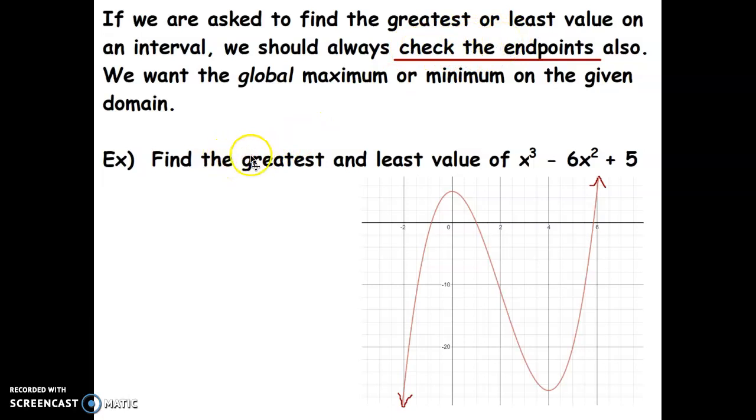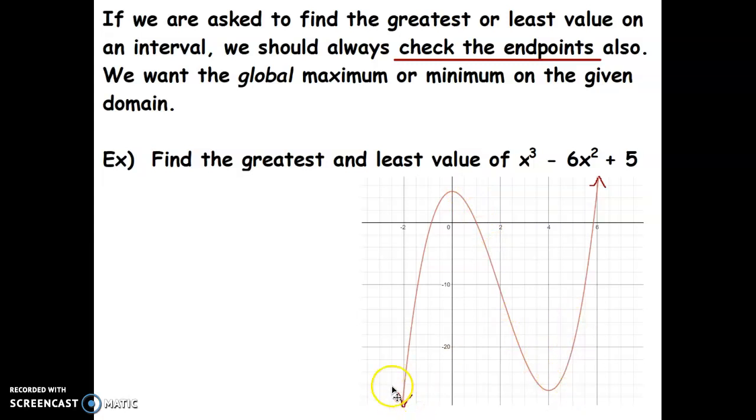So look at this question. It says find the greatest and the least value of this function, x to the third minus 6x squared plus 5. Well, I can see that it has a local maximum right here. It's increasing and then decreasing. It has a local minimum right here. It's decreasing and then increasing.